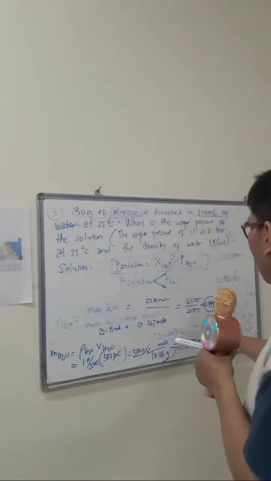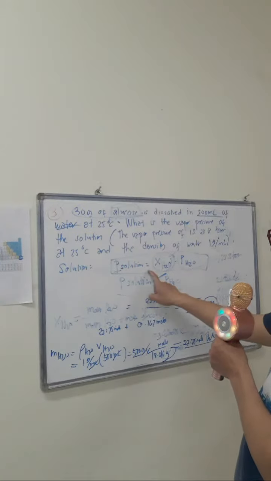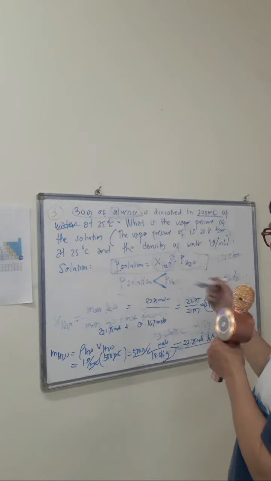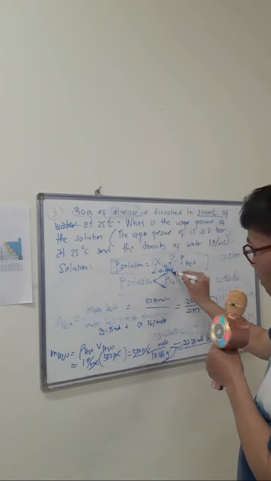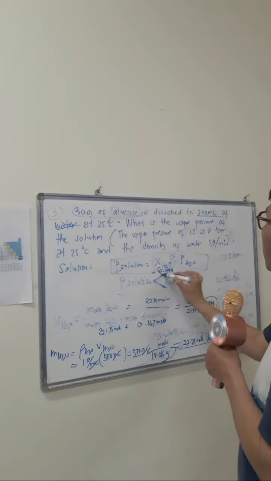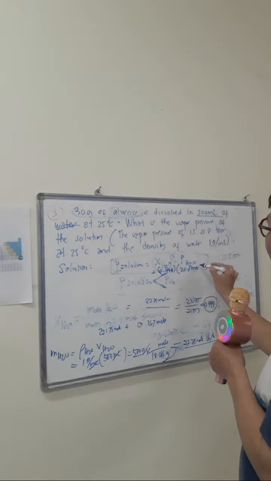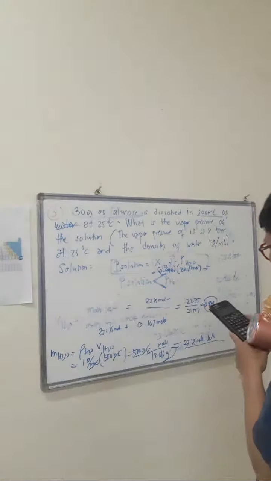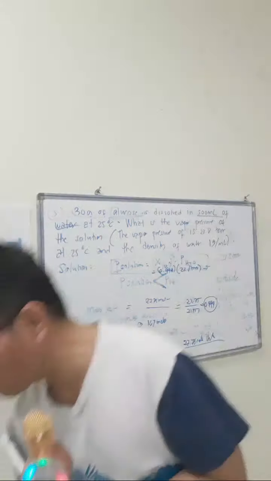So 0.994 is the mole fraction of the solvent, and now we substitute it here. The vapor pressure of the solution is equal to 0.994, no unit because it is unitless, times the vapor pressure of water, 23.8 torr, which is equal to 23.66.